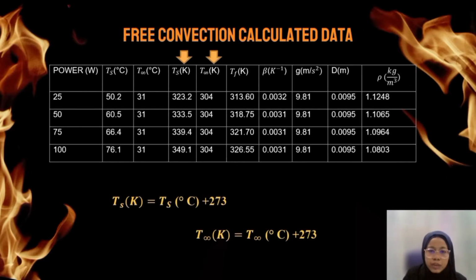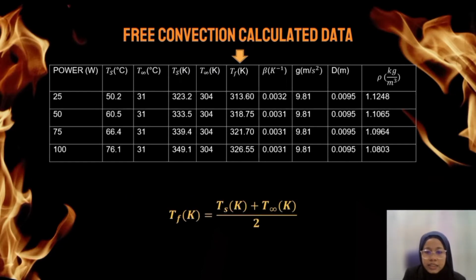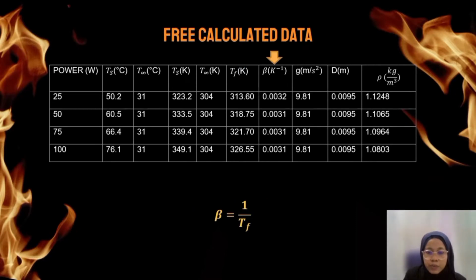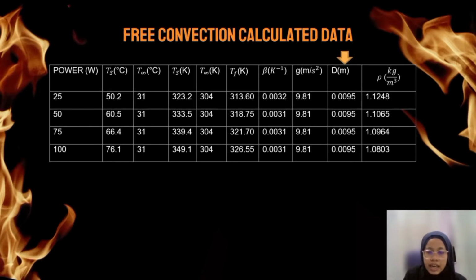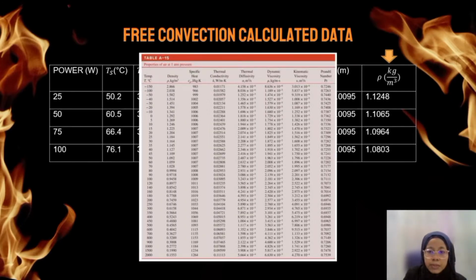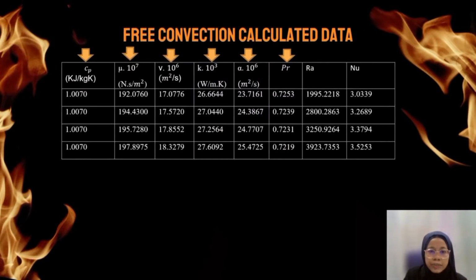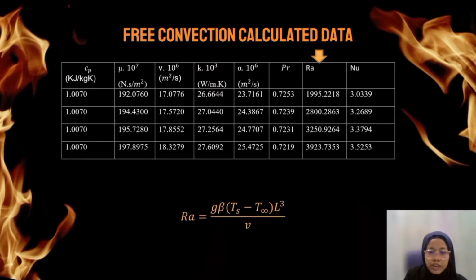First of all, we start with converting Celsius into Kelvin. To convert Celsius into Kelvin, we have to add 273. Next, to get the TF, we add TS and T infinity in Kelvin and divide by 2. Next, to get beta, we take 1 divided by TF. The g and D are provided in the lab sheet. For rho, we have to find it from the table. Next, Cp, mu, V, k, alpha, and Pr, all of these we get from the table. Next, for Ra, we will use this formula.